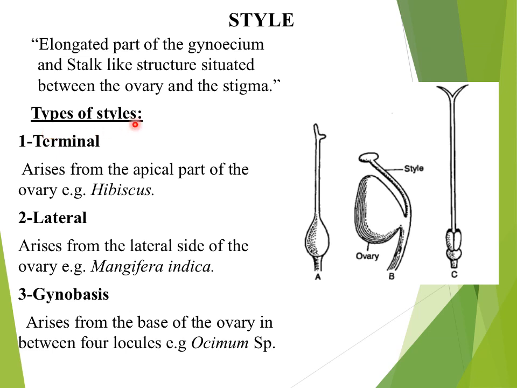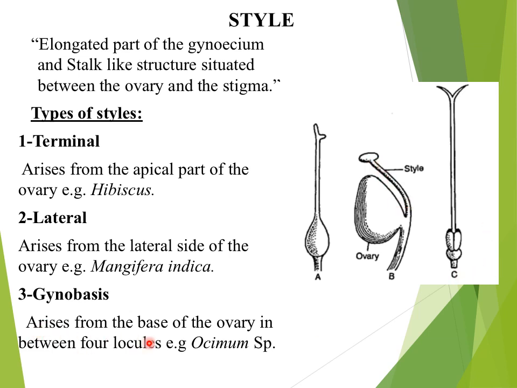Types of style: terminal, lateral, gynobasic. Terminal arises from the apical part of the ovary. In diagram A, the terminal style arises from the apical part of the ovary. Hibiscus is an example. B, the second, is lateral, arising from the lateral side. This is the ovary, and the style arises from its lateral side.